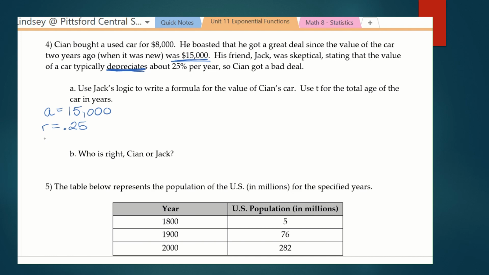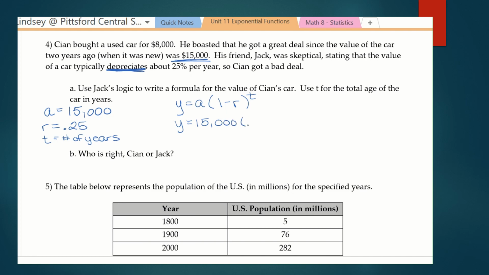And then our time frame here, they want us to represent number of years with T. So we'll say T is number of years. All right, so our equation, remember, it has to have a decay factor in it. So we could say y equals, I'll just give you the general layout first. Y equals A times 1 minus R raised to the power of T. And filling in all of the key pieces that we need.